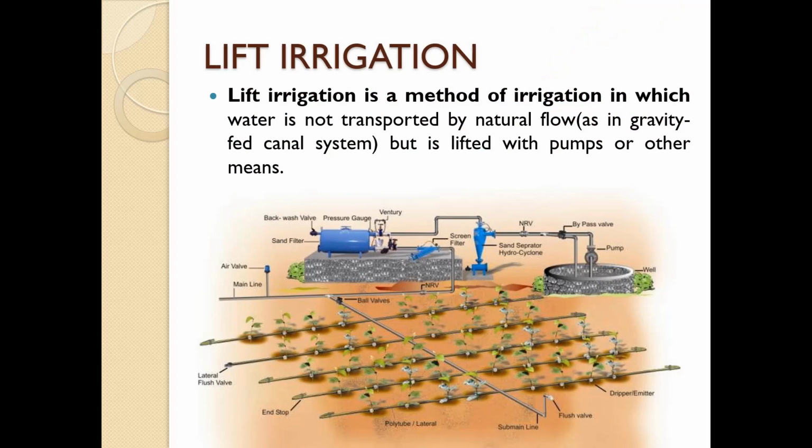Now, what is lift irrigation? Lift irrigation is a method of irrigation in which the water is not transported by natural flow, as in the gravity fed canal, that is by gravity, but it is lifted with the pumps and other means.